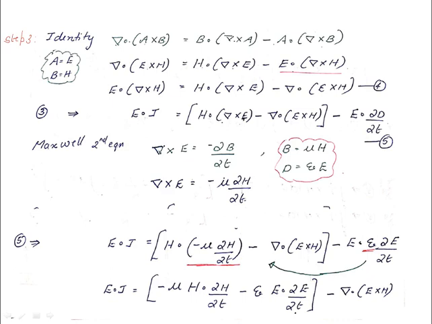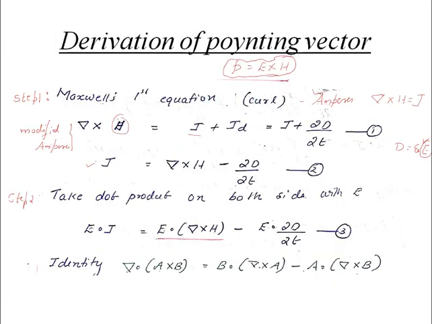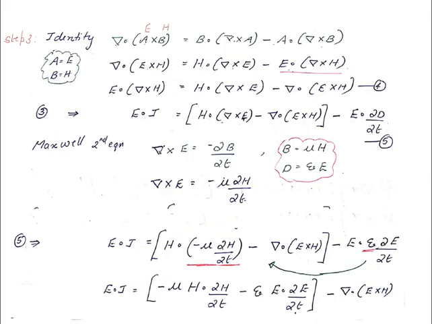So this is the equation I am rewriting, the identity. Then instead of A I am replacing it by E, instead of B I replace it by H. So del dot (E cross H) is equal to H dot (del cross E) minus E dot (del cross H). So in the previous equation we have E dot (del cross H), which we kept on the left side, and we keep all the other terms on the right side.